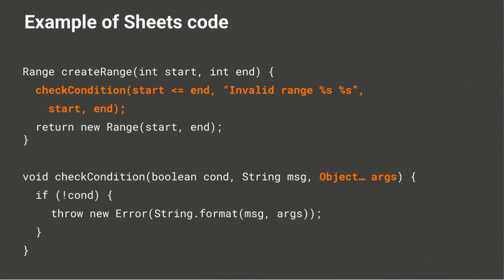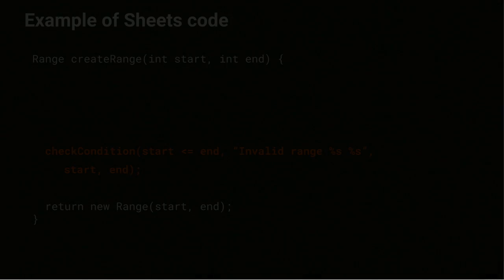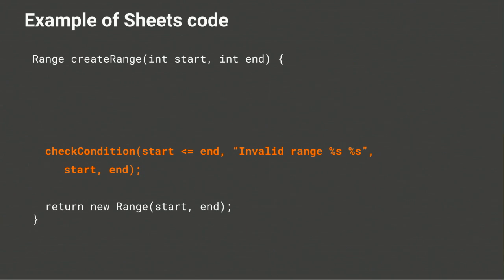Here's an excerpt of Sheets code. There's a method called createRange, which takes 2 integers and returns a new range. The createRange method calls a helper method called checkCondition that will check the required conditions for creating a range. If those conditions are not met, we'll throw an error. Notice how checkCondition is a varargs method. And this is important to notice, because it will affect the code that is being sent to our runtime.